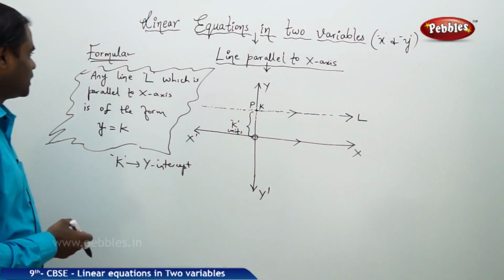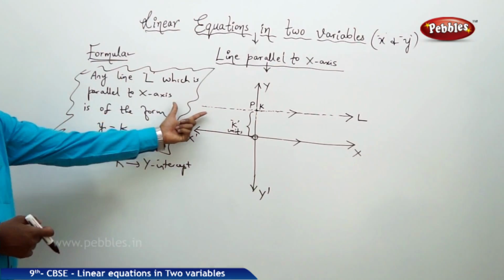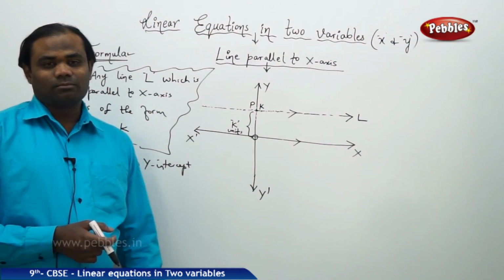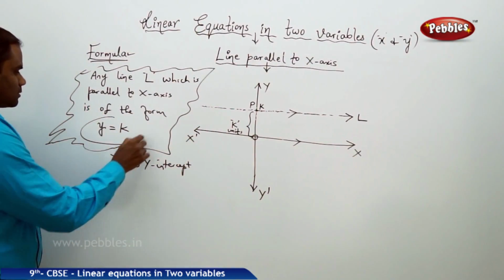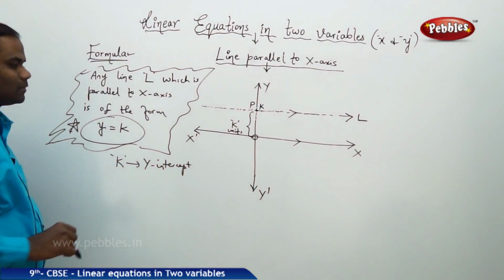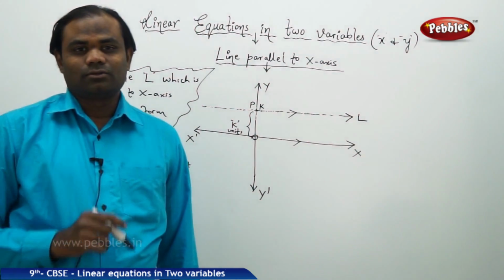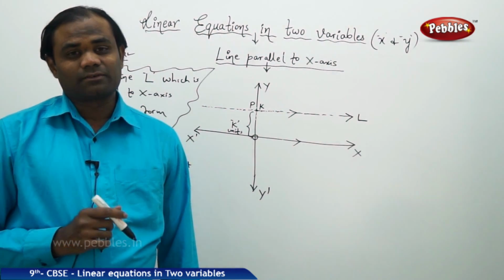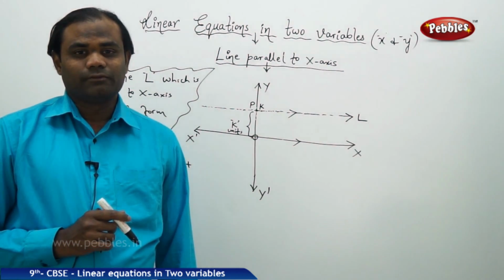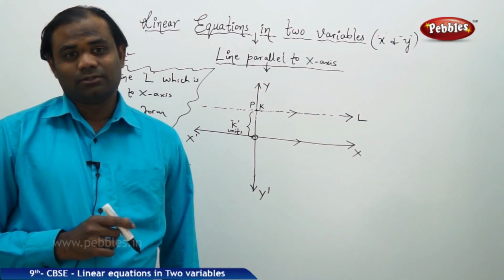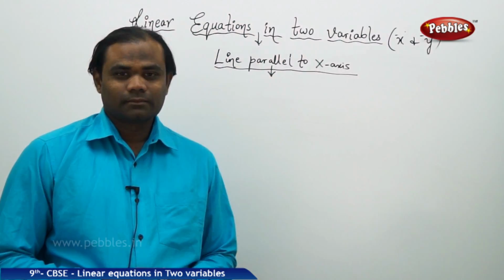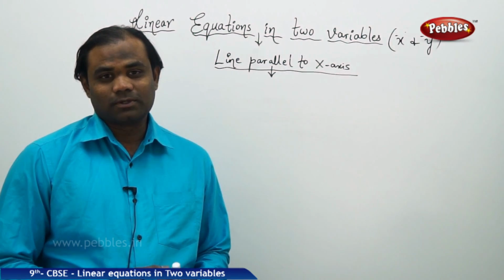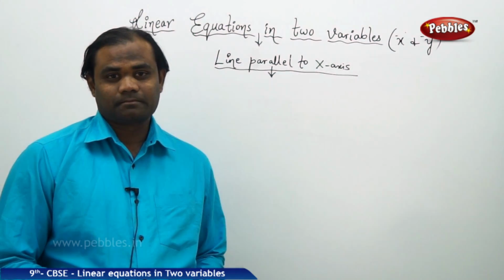So this is how we derive the formula, where any line parallel to the x-axis is of the form y equals k, understood through the formula. Now let's see an example problem to identify the line which is parallel to the x-axis through the given formula. Now let's see an example problem to understand the concept better.